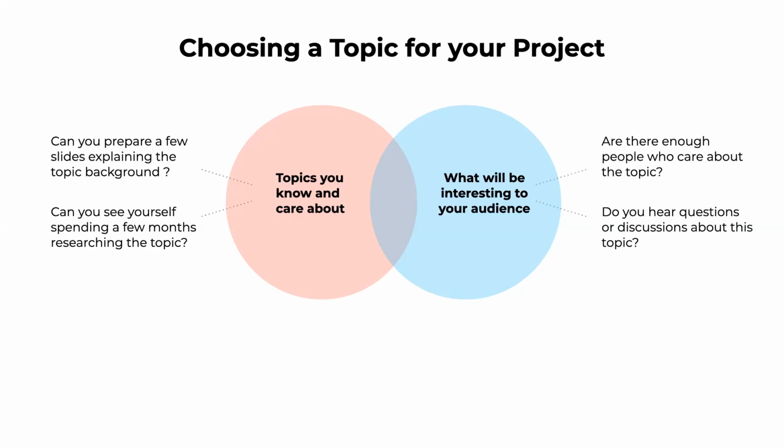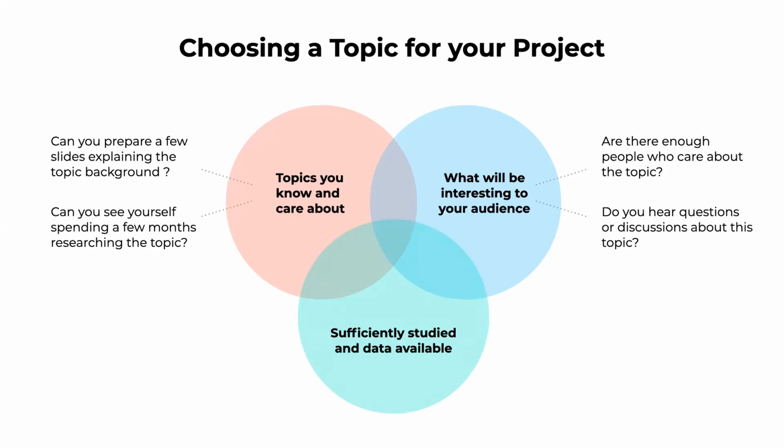So how do you know? You can ask yourself, are there enough people who care about the topic? Or do you hear questions or discussions about this topic, right? Because the general audience is going to be probably most interested in the topics that are widely discussed and are on everybody's mind, right? So when you think about those topics, right now, a good example is COVID-19. That doesn't mean that I'm telling you to do your topic on COVID-19, but I'm just saying that there are only so many topics that have a wide audience appeal.